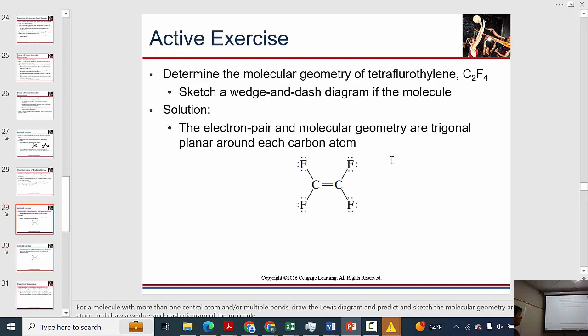All right, this molecule turns out to be just flat in the plane. It's because with three groups, single bond, double bond, three groups, it's trigonal planar. And then when we look at the bonded atoms, it's trigonal planar. So this molecule is flat.